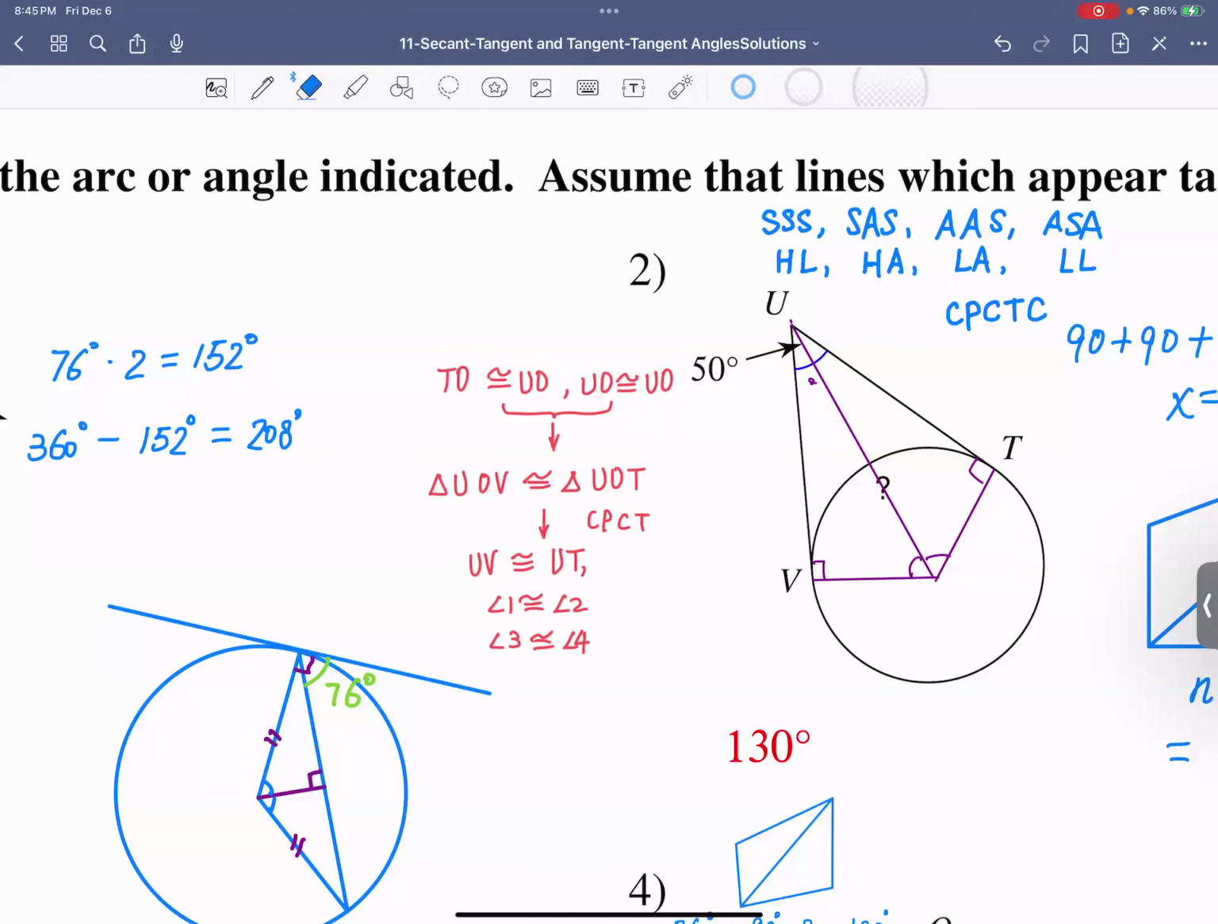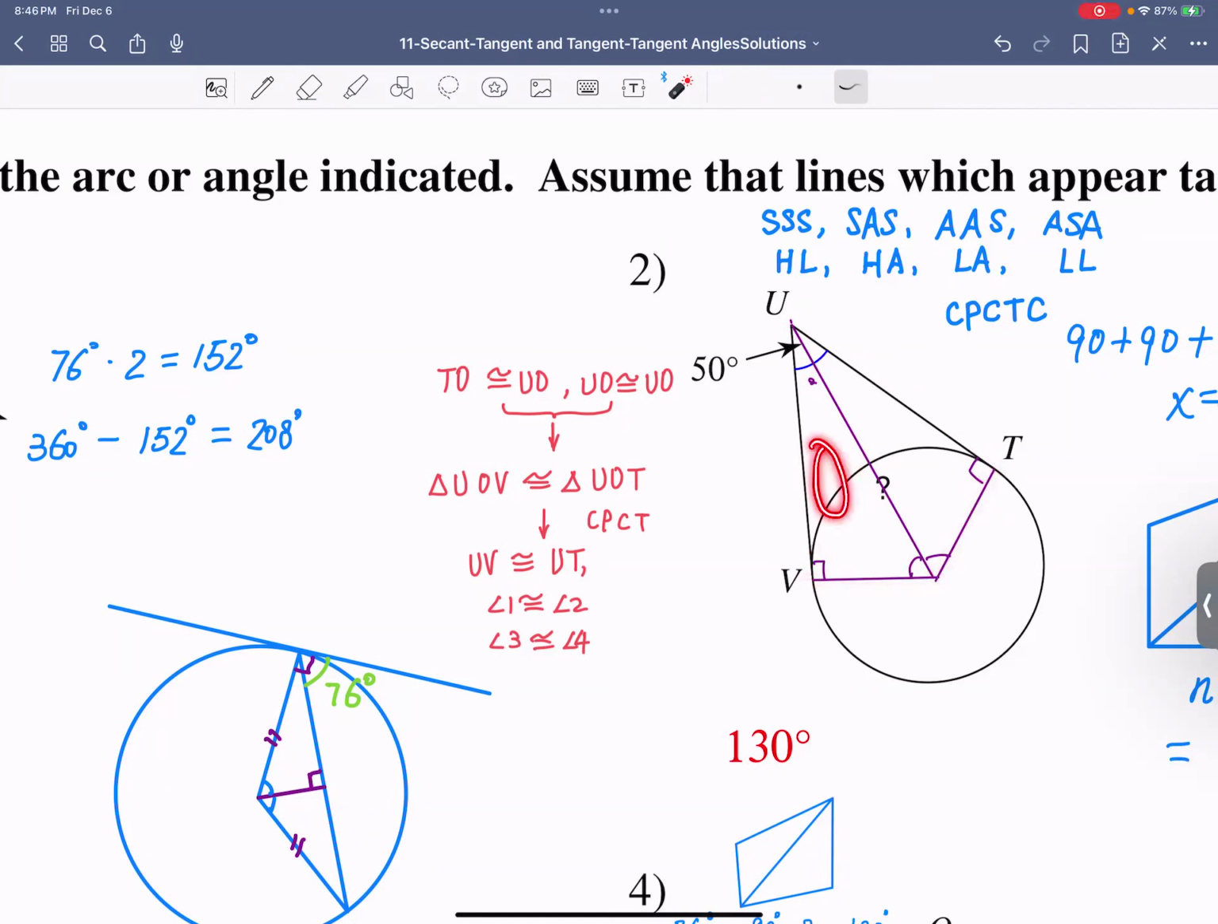Try this number two. Let's see here. So VUT is 50, so half of that would be 25. These two lines are both tangent, so you can draw this 90 degrees, no problem. And you share this line by itself, you equal yourself because of the reflexive property. As a circle, the two radii are equal.